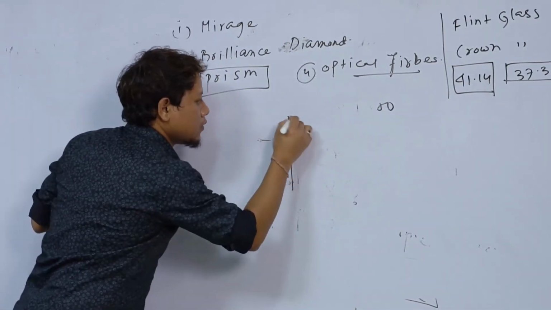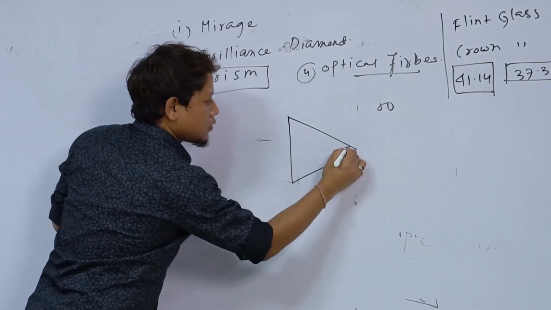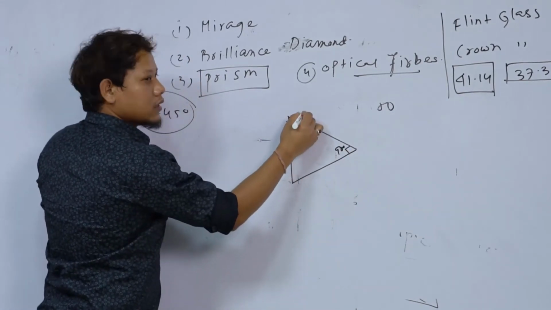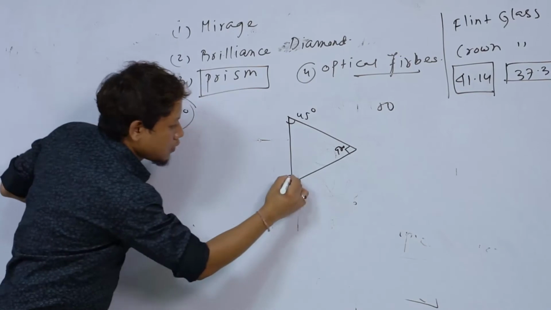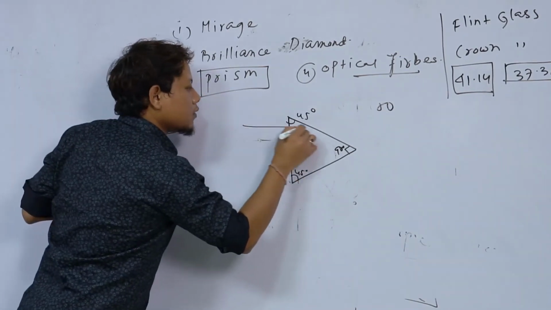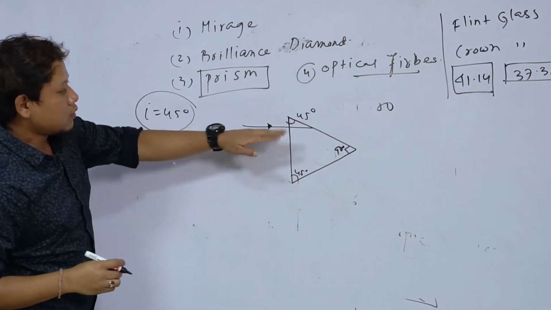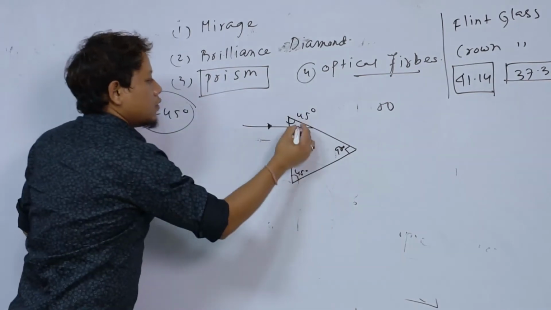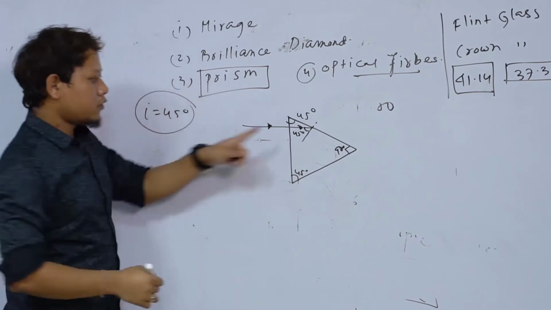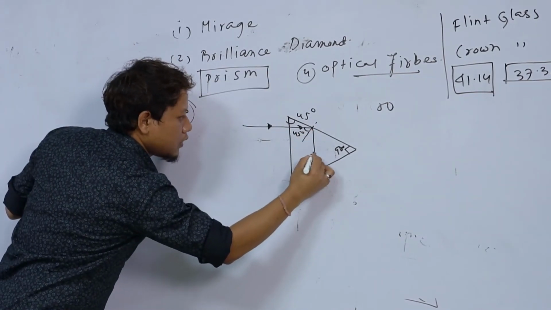So this is a prism again. This is 90 degrees, and this is 45 degrees, and this is 45 degrees. I have already explained that the light hits the surface normally, so it will follow this path. And here, the angle is 45 degrees, which is greater than the critical angle, so it will suffer total internal reflection, and it will hit the second face.